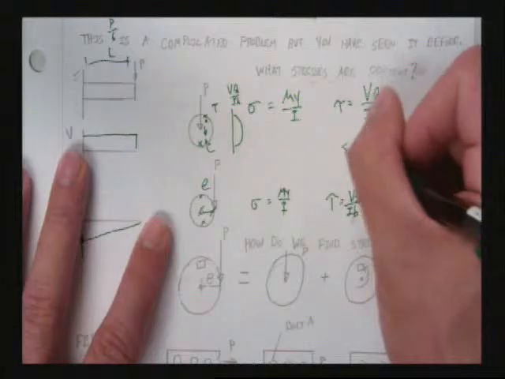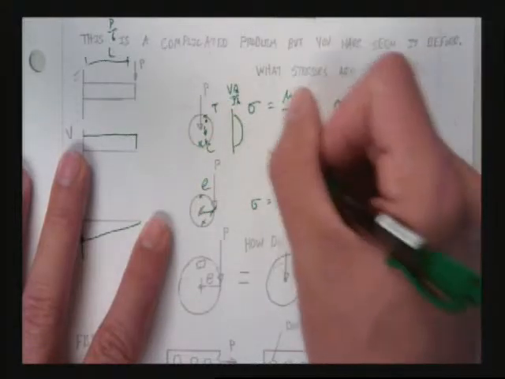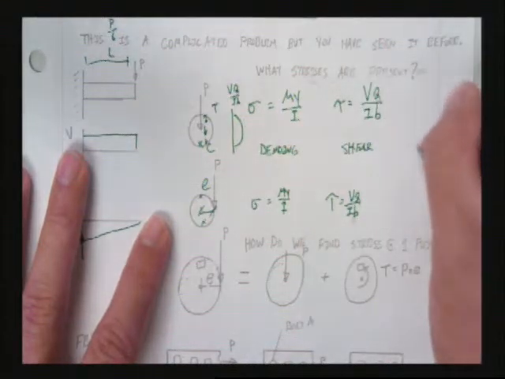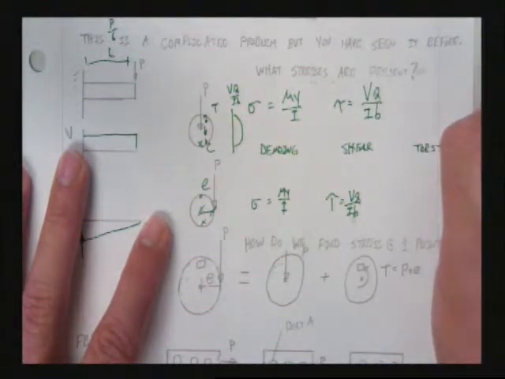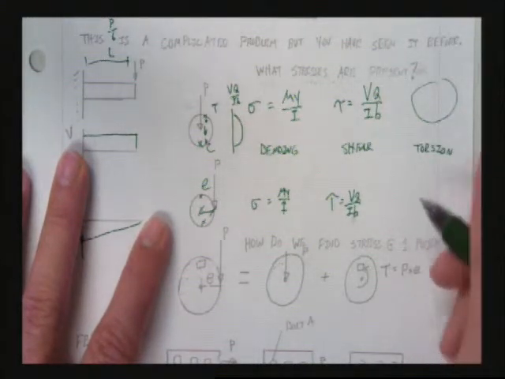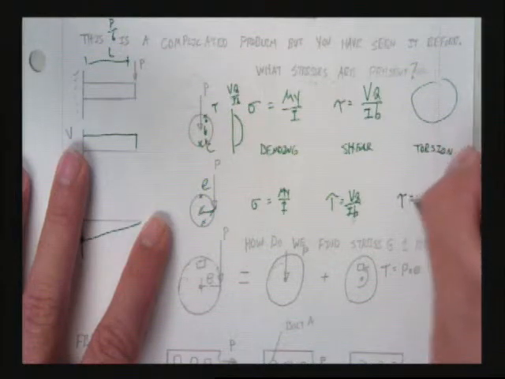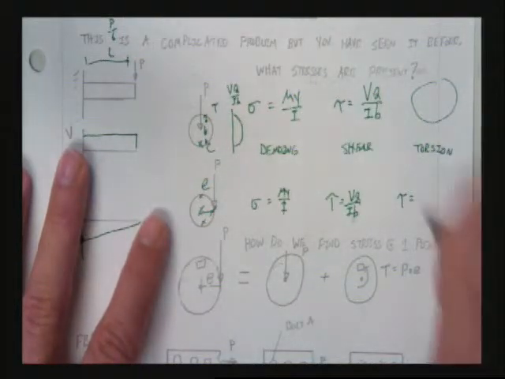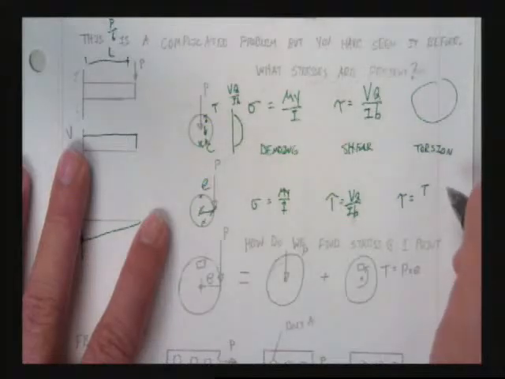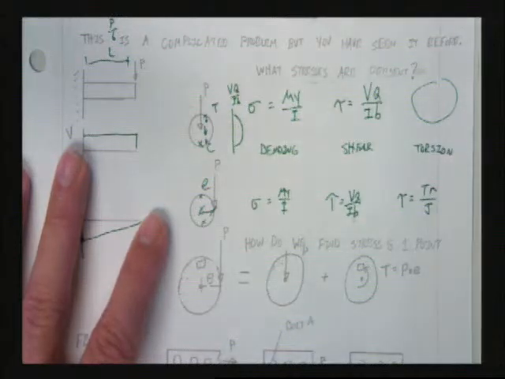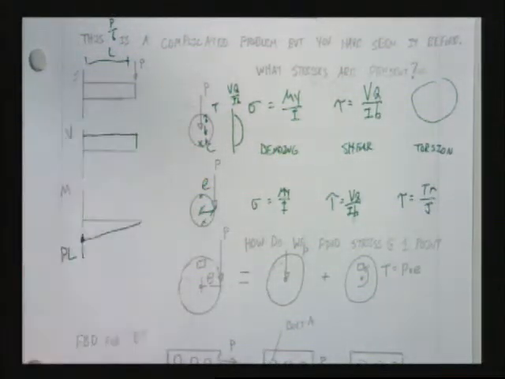So this was shear. This was bending. And this was torsion or torque, whichever one you like to call it. And there was no torsion up here, but there is torsion down here. And what is the equation? Anybody remember? Anyone remember the equation for torsion? There's a torque in it. TR over J. Right? Where J is the polar moment of inertia.